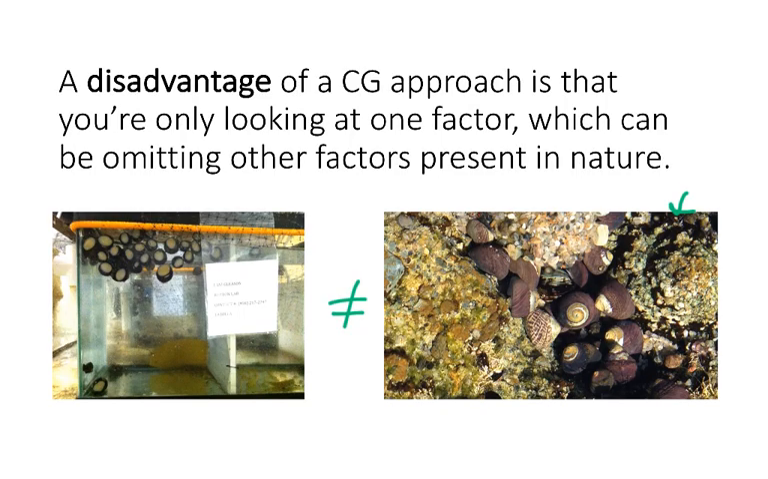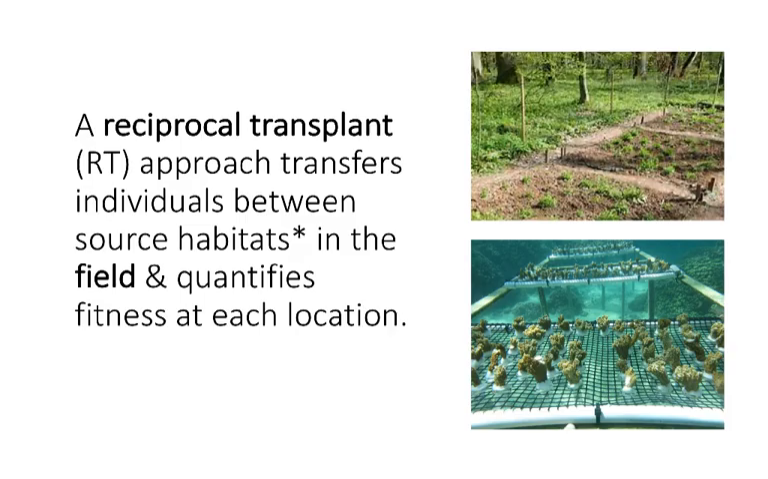So for example, these are some snails in a tide pool in, I think, near Laguna Beach. You can see that there's some different species that are there. So when you're doing a common garden approach, you're taking out these other factors that are present in nature. One way to try to get around that is to do the other type of approach, this reciprocal transplant approach, where you can take into account more realistic scenarios encompassing all factors that are present in the environment.